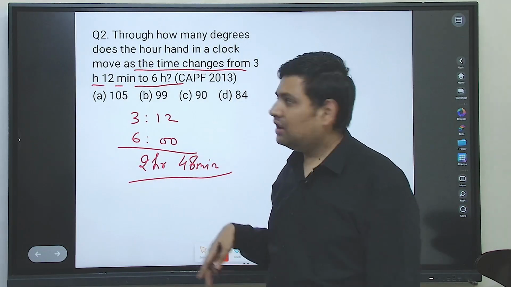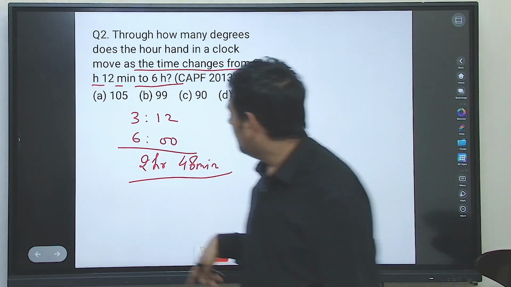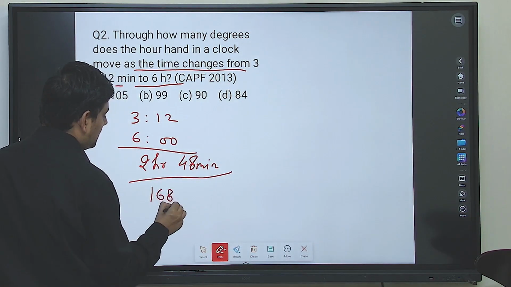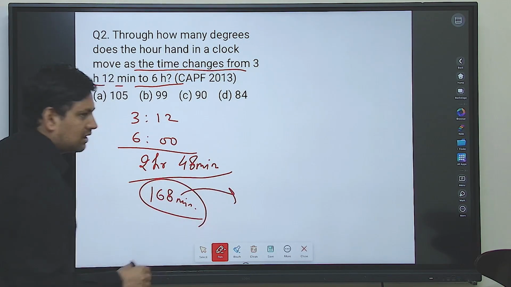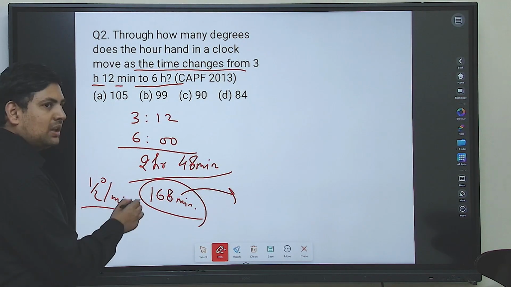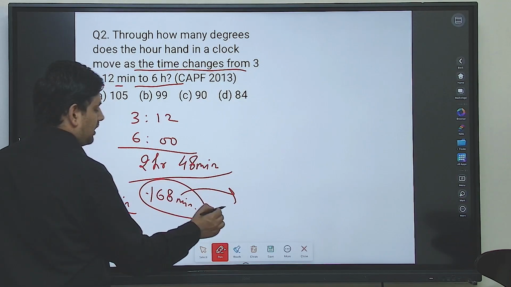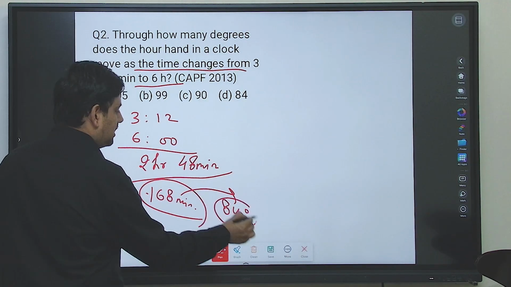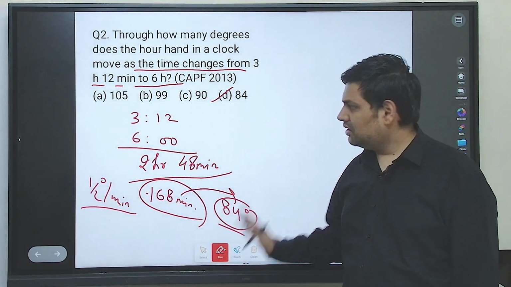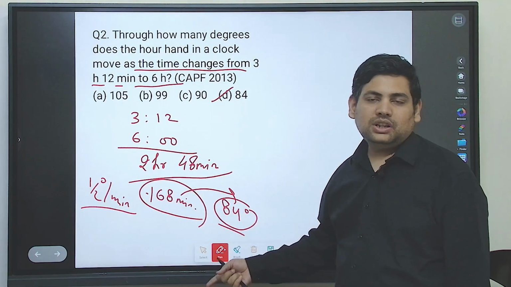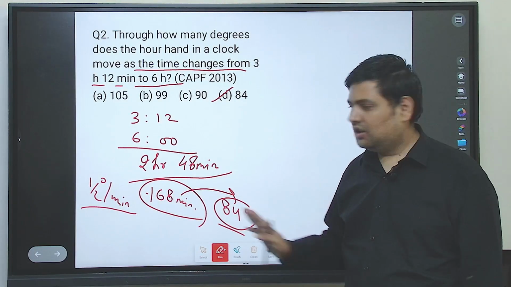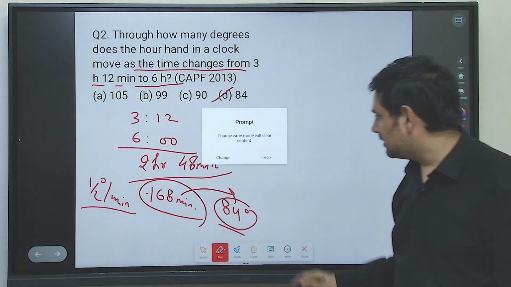Now you have to calculate how many degrees the hour hand moves. 2 hours is 120 minutes, plus 48 is 168 minutes. The speed of the hour hand is half a degree per minute. So it will be 168 by 2, that is 84 degrees. So the answer becomes D, 84 degrees. Understood? Simply you have to find the time. You know the speed of the hour hand is half a degree per minute. If it was the minute hand, it would have been 6 degrees per minute, so you multiply it with 6. That's it.